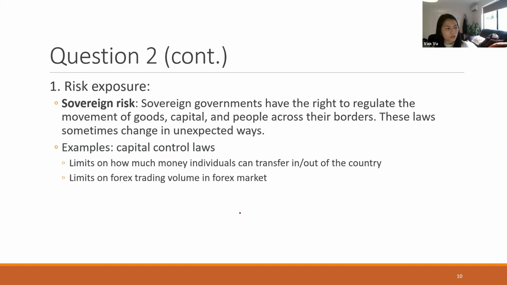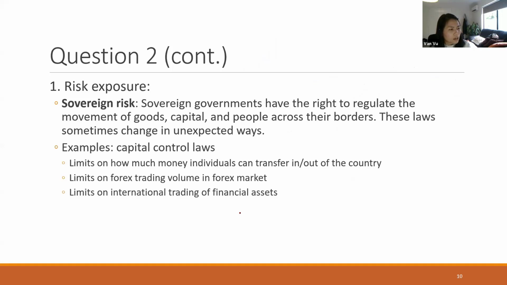There could be limits on foreign exchange trading volume in the foreign exchange market. For example, in a certain month, there could only be, say, 5 million Australian dollars traded in the foreign exchange market. There could also be limits on international trading of financial assets, so you can't easily buy and sell financial assets, say stocks or bonds, in a foreign country.